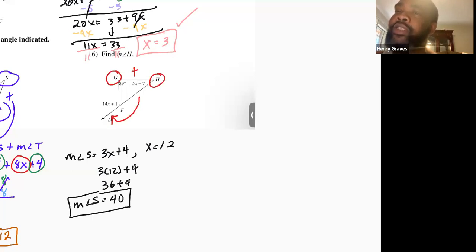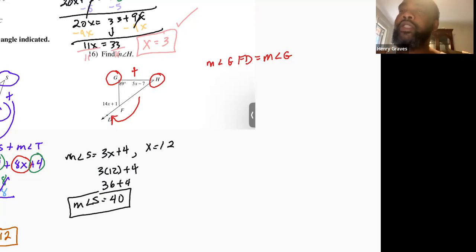So I know that the exterior angle is GFD, right? It's going to equal the measurement of angle G plus the measurement of angle H. Oops, that should have been an angle symbol, not a plus. There you go, plus measurement of angle H. Perfect.